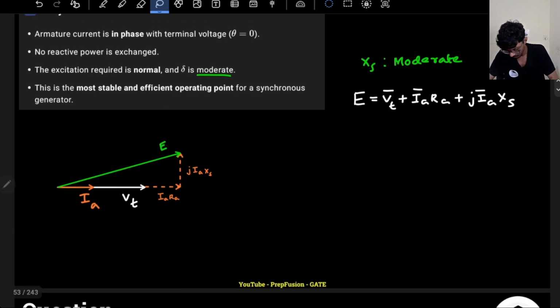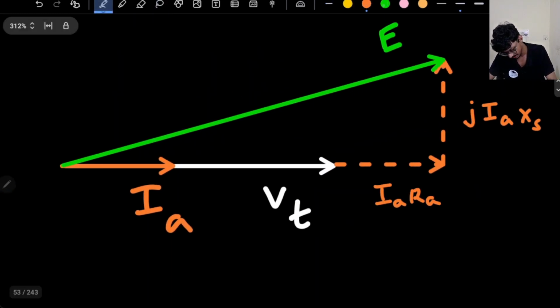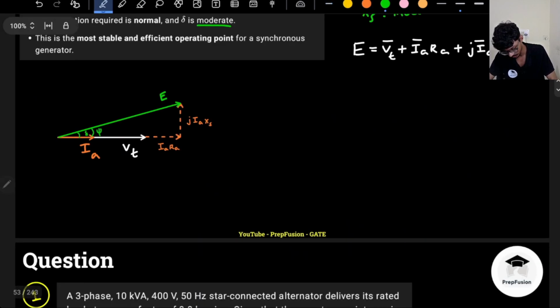And this will be my delta basically. Theta is 0, right? This time theta is 0. So what is psi? Psi is also this only. So luckily theta is 0, so psi is this only. So psi in case of unity power factor load is equal to delta only.